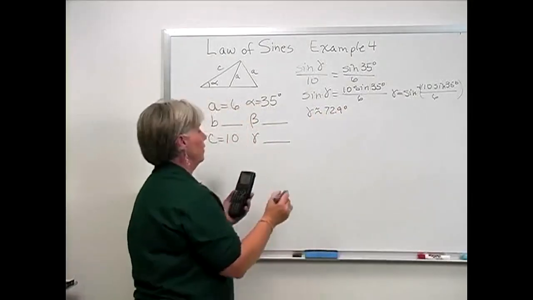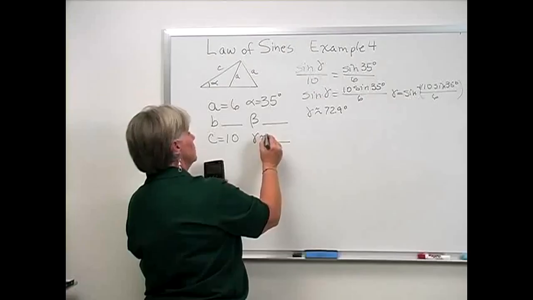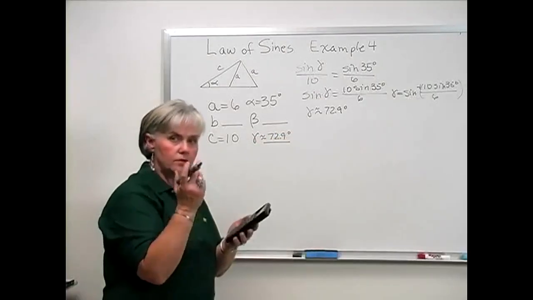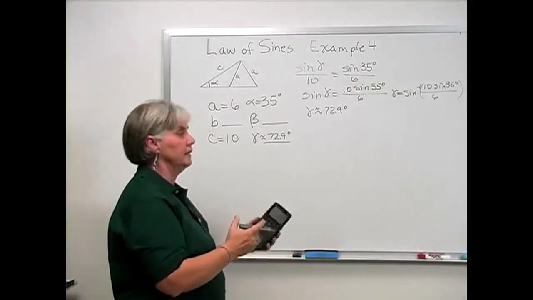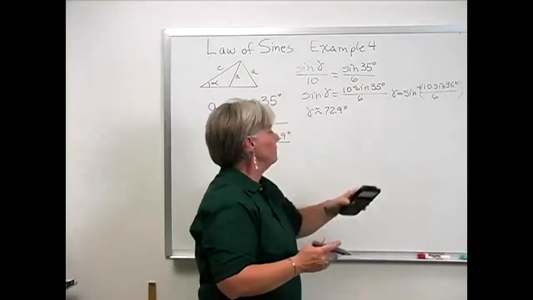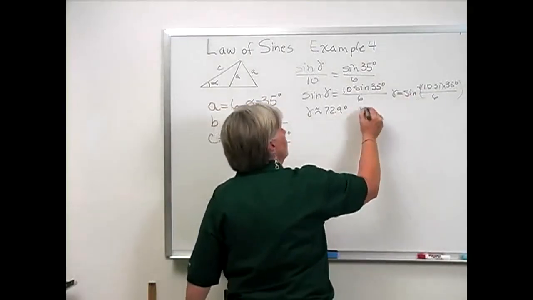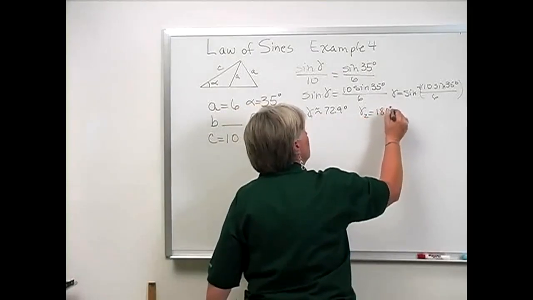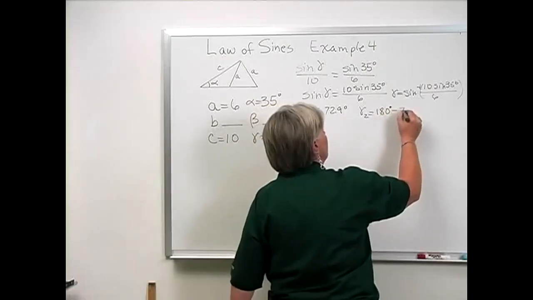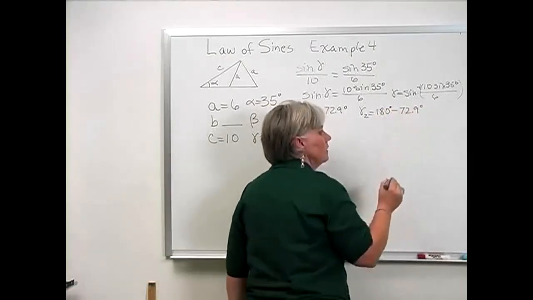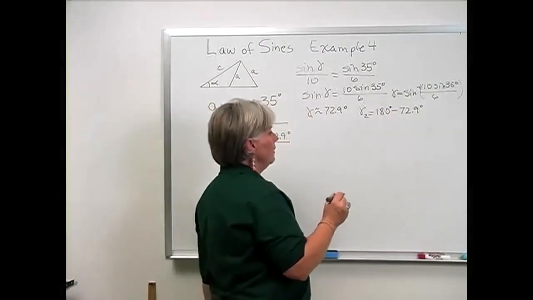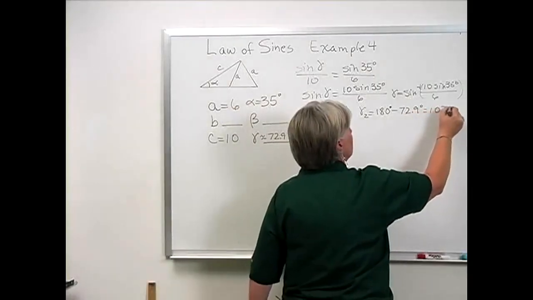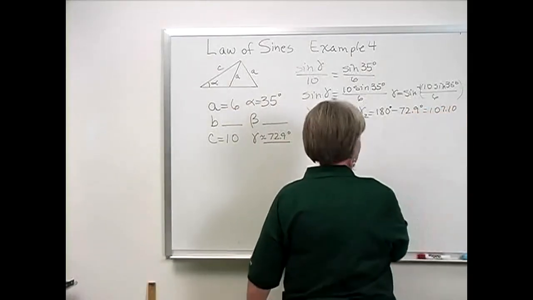All right, so we know that we have this triangle. So gamma is approximately 72.9 degrees. Now remember, there are 2 angles less than 180 degrees that have this same sine. We'll call this one gamma 1. So we're going to find gamma 2. So gamma 2 is 180 degrees minus 72.9 degrees, and that's going to be 107.1 degrees. And we'll just do 1 decimal place.